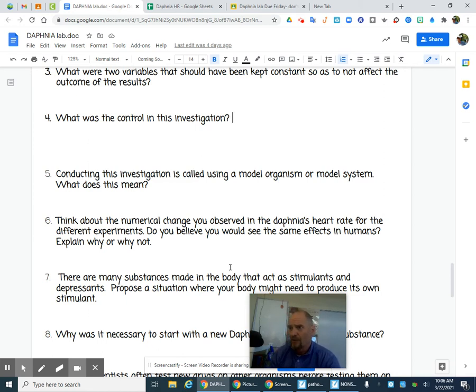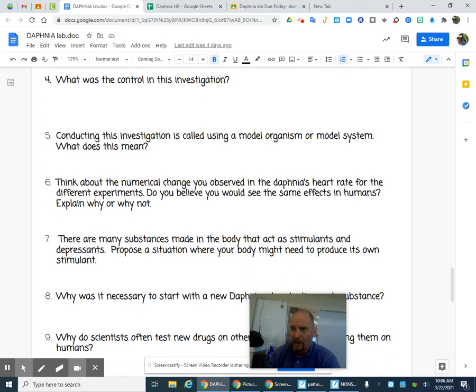Think about the numerical change. Do you believe you'd see the same effects in humans? Explain why or why not.